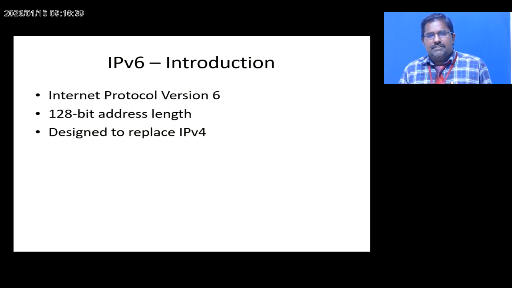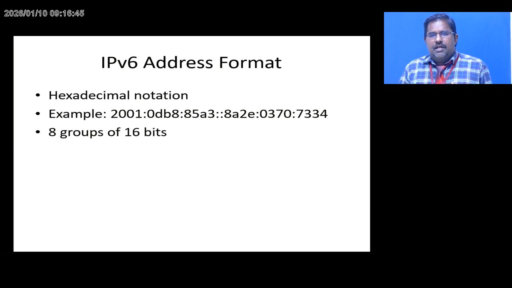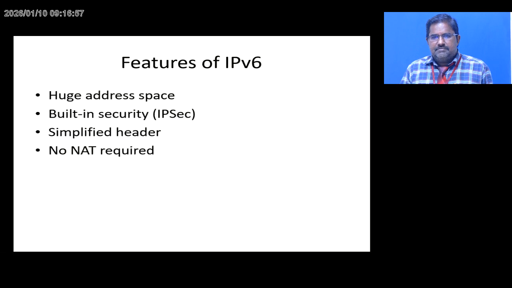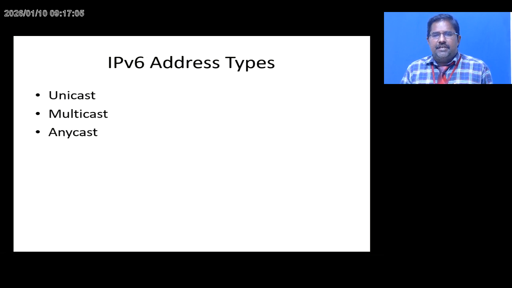Internet Protocol version 6 has a 128-bit address length, designed to replace IPv4. It uses hexadecimal notation; here, instead of octal notation, we are using hexadecimal notation. The example will be in the format of hexadecimal notation shown in the PPT. We have 8 groups of 16 bits. Features of IPv6 are a huge address space, built-in security, a simplified header, and no NAT required.